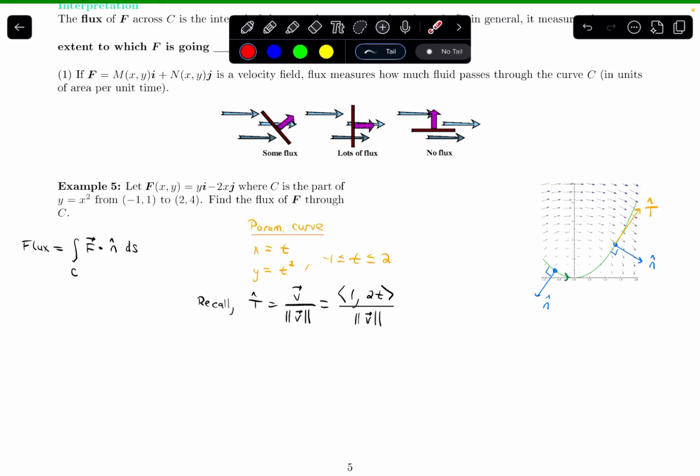How do I now get the normal vector based on that? Based on this, for my unit normal vector, there's actually a really nice way to get this. We don't want to change the length at all.